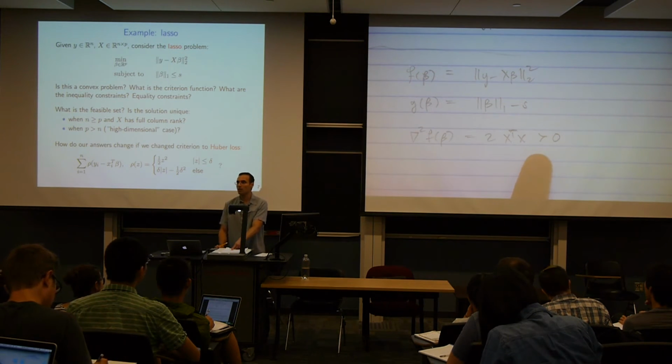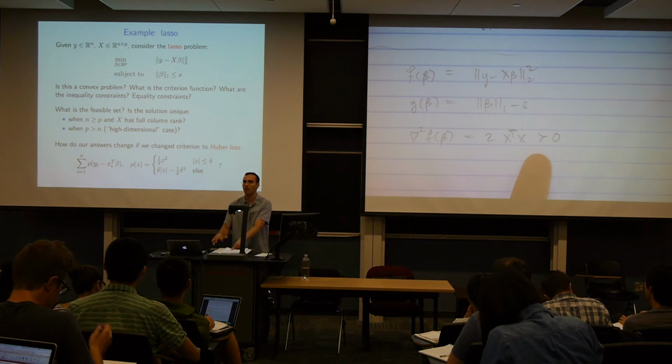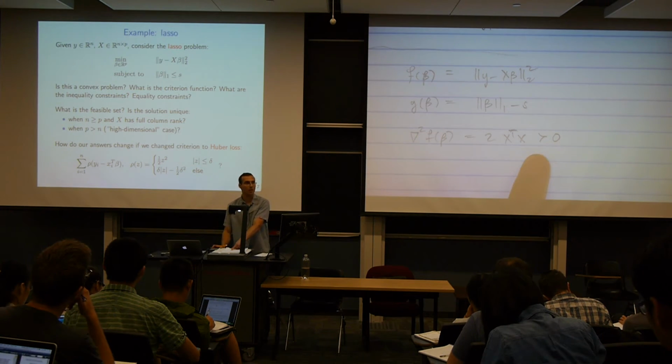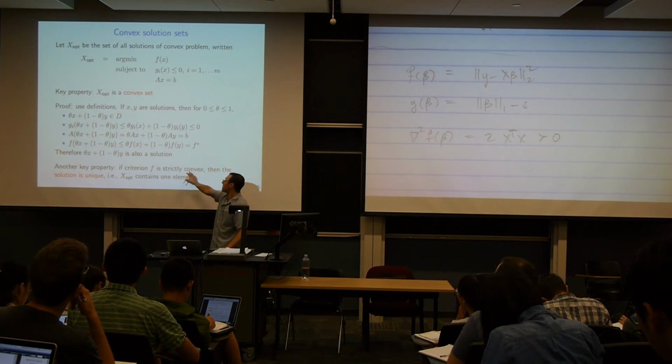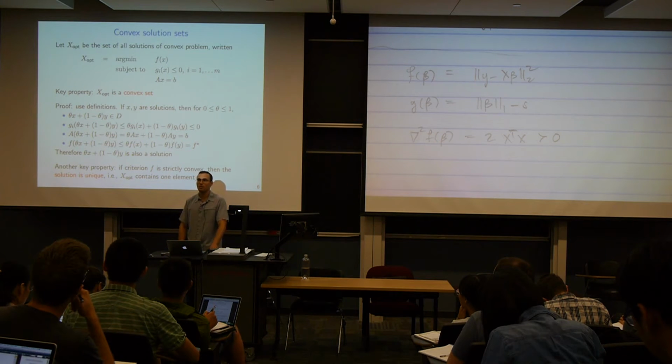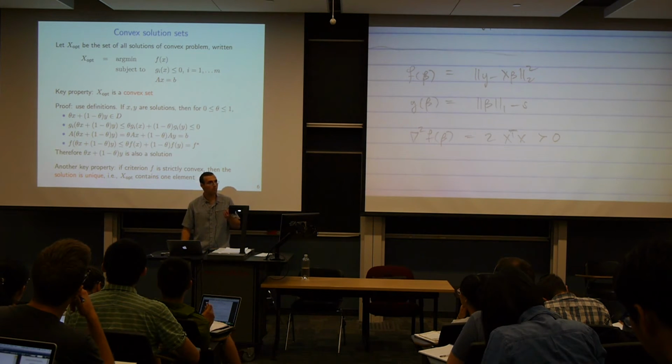And if you go back to the slides from last time, that was sufficient to imply strict convexity of the criterion function, more than just convexity. And as we said last time, strict convexity of the criterion implies uniqueness of the solution. Okay, so we're good on that, hopefully.